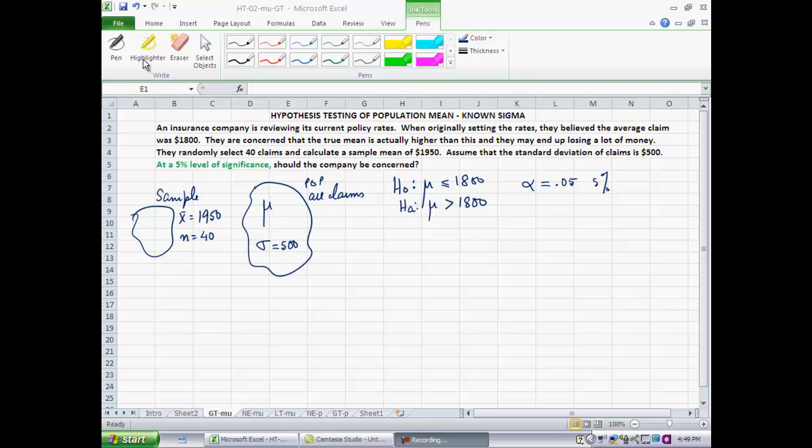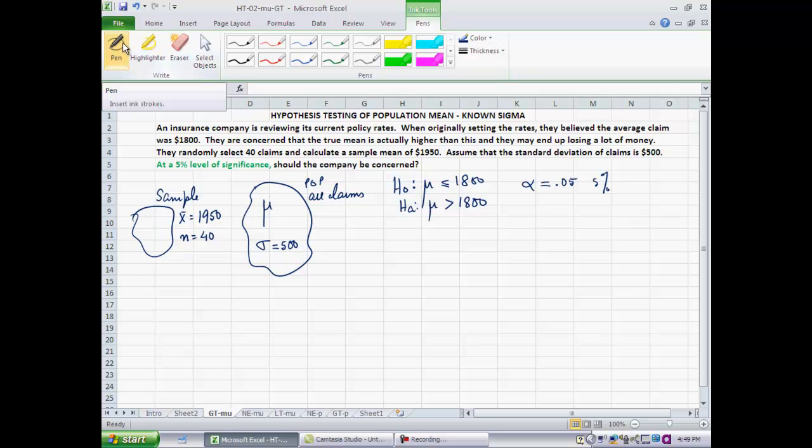In this segment, we will see the mechanics of doing hypothesis testing of the population mean when the population standard deviation is known, or sigma is known. So consider the following problem.